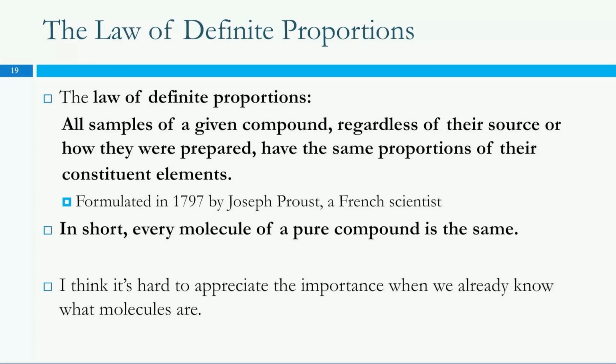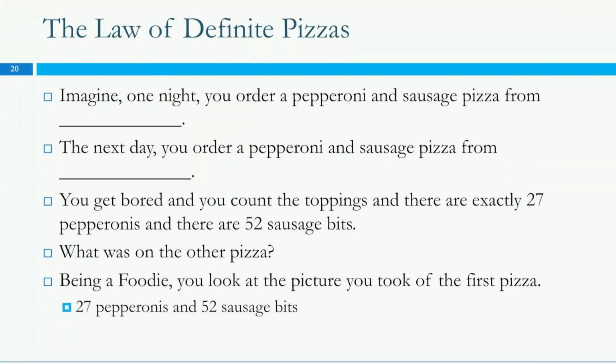And this is one of those ones that I think is hard to appreciate the importance of because you already know what molecules are. You already know that a pure compound is going to be identical to any of the same kind of compound. So this is where my unhinged analogy comes in. I hope this helps get across the importance of this. So I call it the law of definite pizzas. So imagine one night you order a pepperoni and sausage pizza from, anybody give me, huh? Me and Ed's, okay.